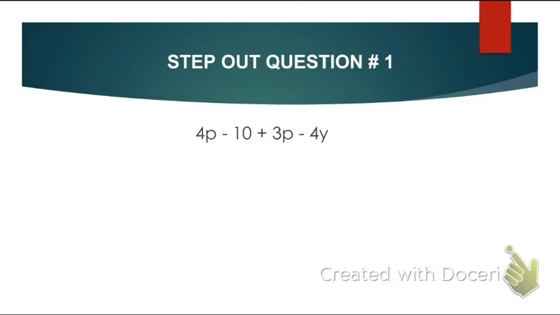And so what I like to do is I'm going to go ahead and identify the terms that can be combined together. So 4p and positive 3p, and then negative 4y and negative 10. So if I circle and square, I can see very clearly which ones can be combined together.